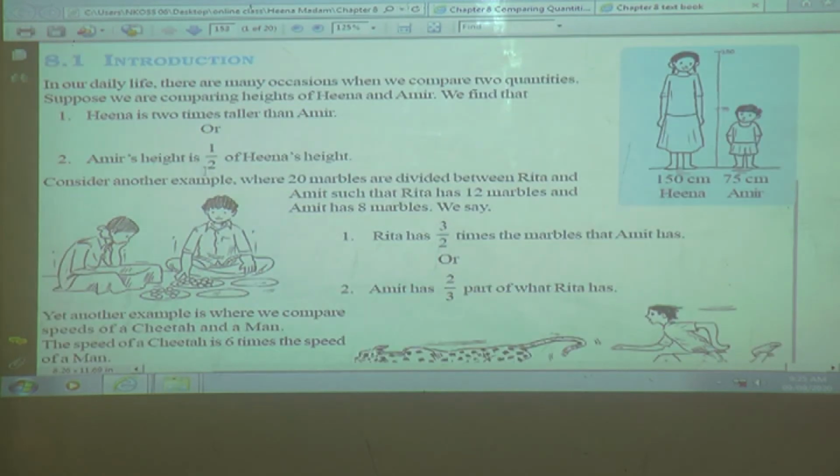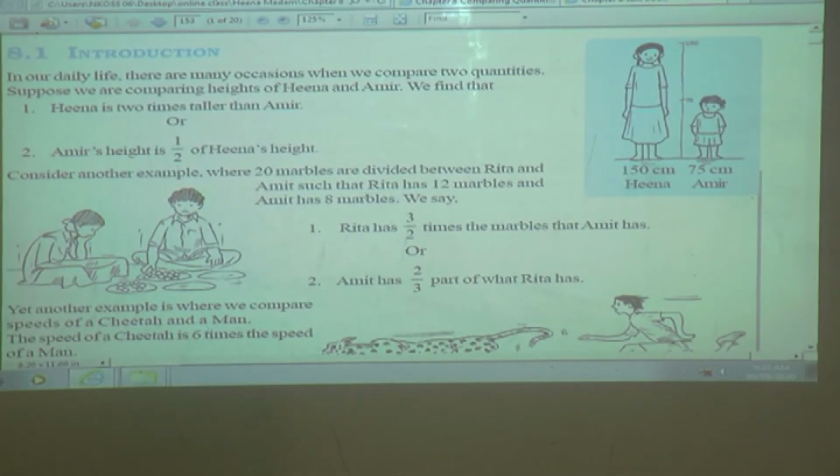Amir's height is half of Hina's height. Here you can see, Amir's height is given as 75 centimeter and Hina's height is given as 150 centimeter. Half of 150 is 75. So Amir's height is 75. So we can say that Amir's height is half of Hina's height.